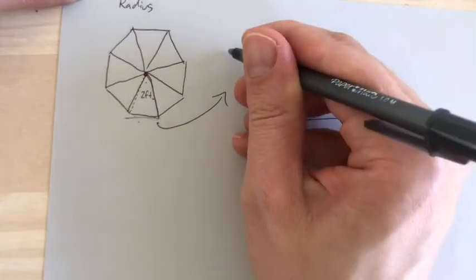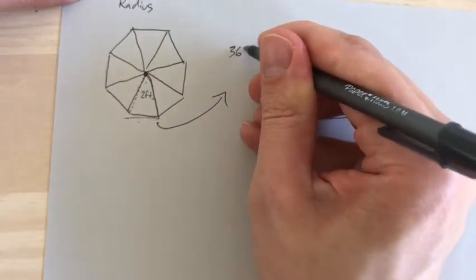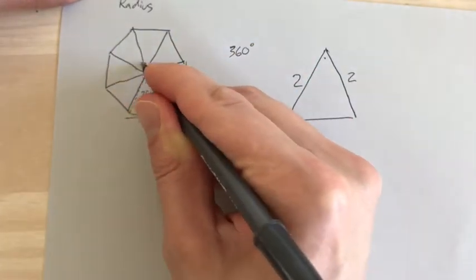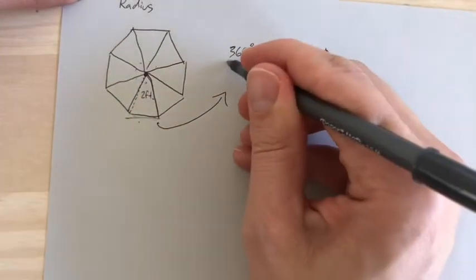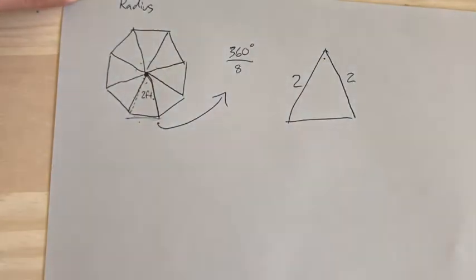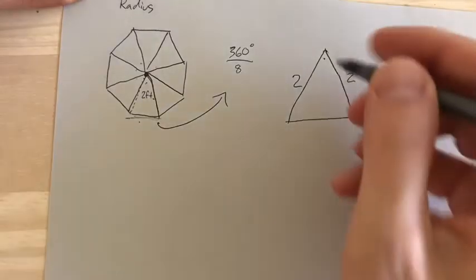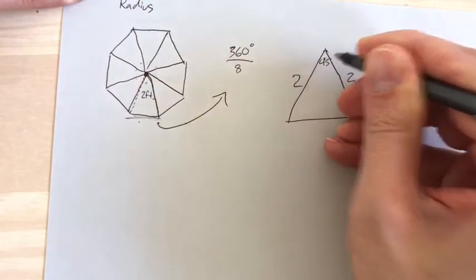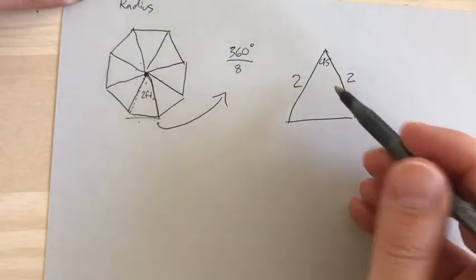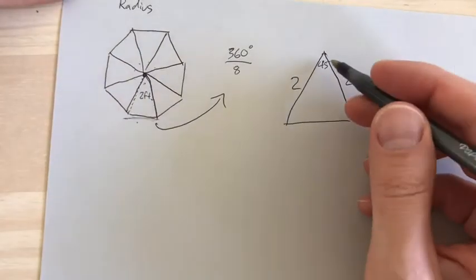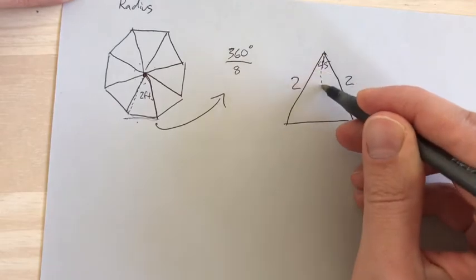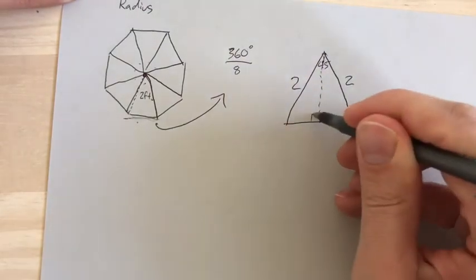I'm going to do that the same way as last time, taking 360 degrees, which is all of these center angles added up, and dividing it by, in this case, 8, because there are 8 equal angles meeting up there in an octagon. So 360 divided by 8 is going to be 45. And then from there, I can split this triangle again in 2, like I did last time.